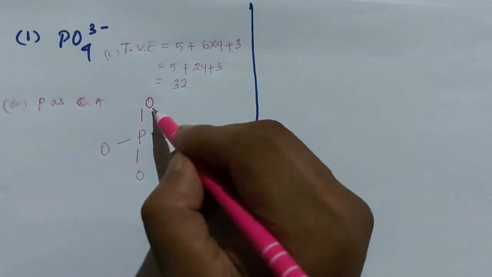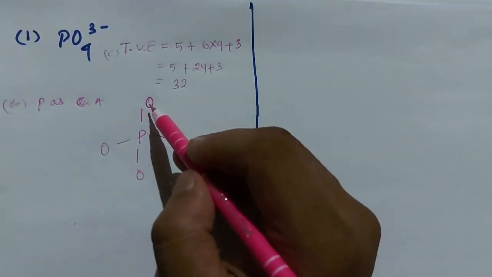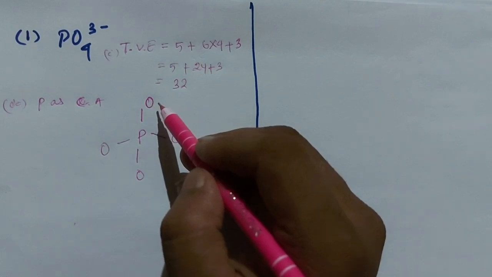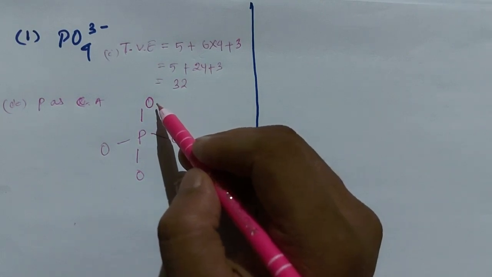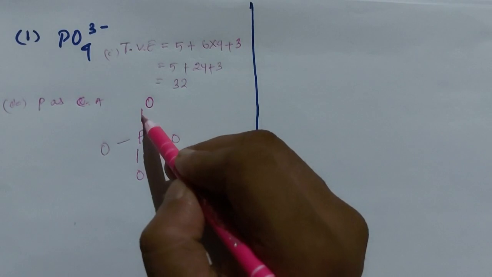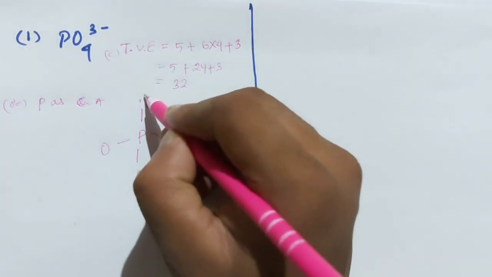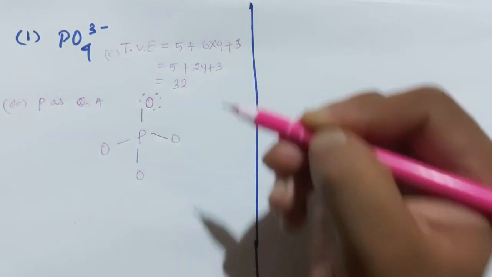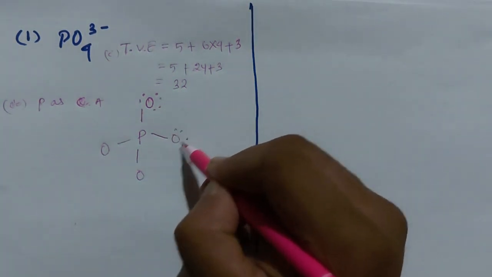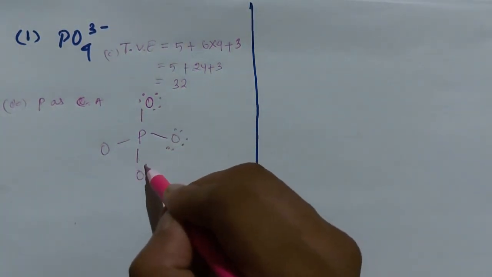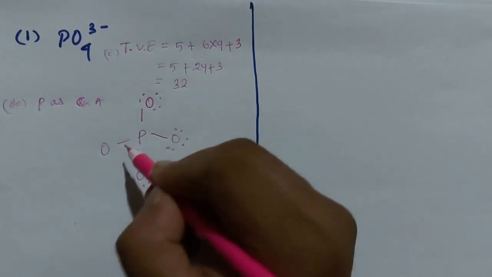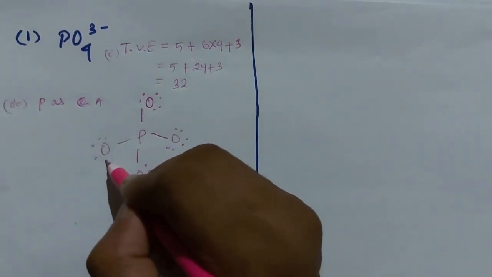Now next step is to fill the electrons around the terminal atoms so that they get octet electronic configuration. So here 2 electrons are there. How many electrons are needed for the octet? That is 6. So we will fill 6 electrons here, like this: 6 electrons here, another 6 electrons it needs, and again 6 electrons.